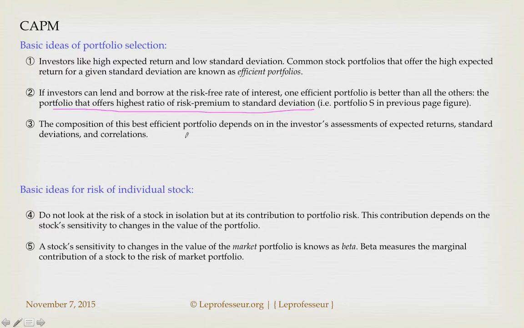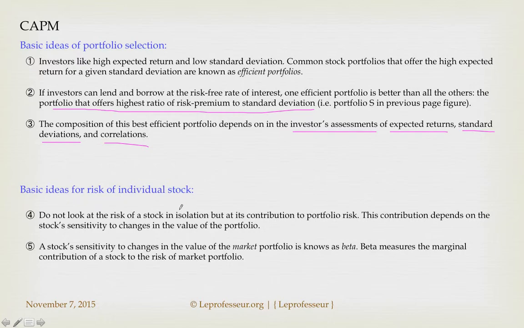Okay. Now the composition of this best efficient portfolio depends on the investor's assessment of expected return. Let's say your portfolio is giving you the best efficient portfolio, but your investor doesn't want that kind of standard deviation, then you might have to go and choose another one. And that also depends on the investor's assessment. For example, if you do not give a proper assessment of expected return and standard deviation or correlations, the numbers will change, okay? Those are the basic ideas or basic principles of portfolio selection under CAPM theory.